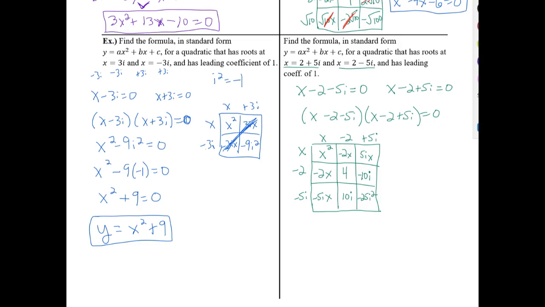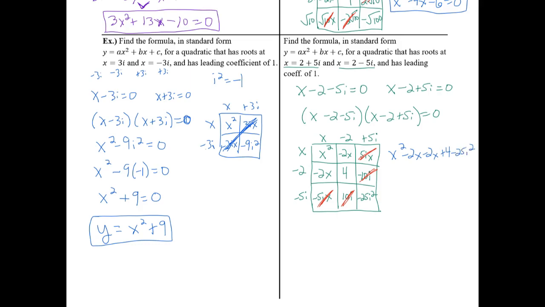Alright, before I write stuff out, I see I have a 5ix and a negative 5ix. Those will add up to 0. I have negative 10i and a positive 10i. Those will add up to 0. Let's see what we have left. We have x squared, negative 2x and a negative 2x, a positive 4, and a negative 25i squared.